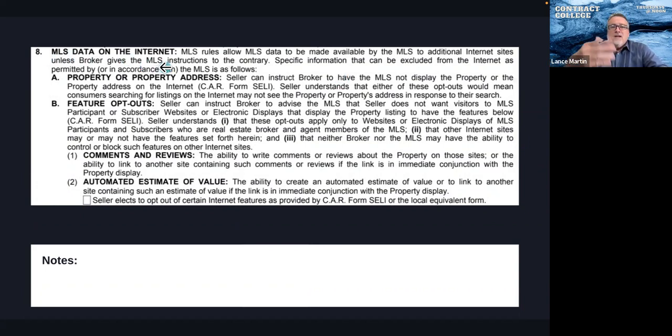MLS data on the internet. Again, I kind of touched base on this already. Everything's going to go out there. Everything goes out there. Everything goes out there. Photos, pictures, whatever. Got pictures of your furniture, all that sort of stuff.